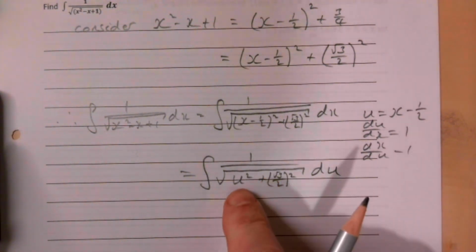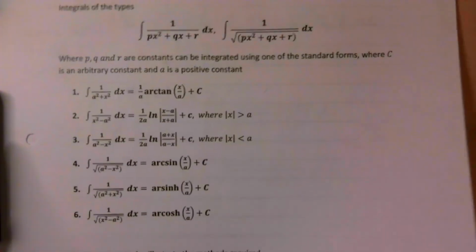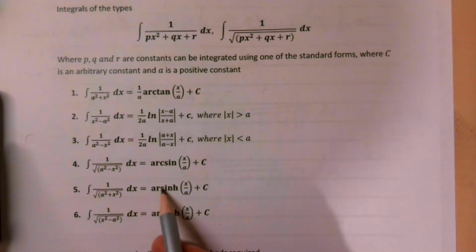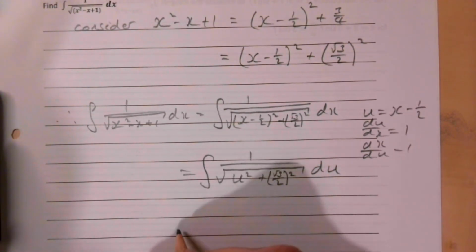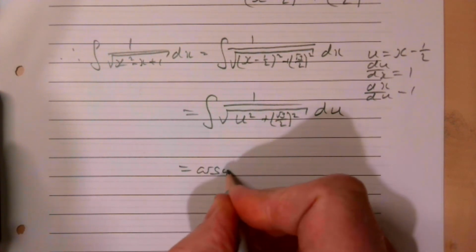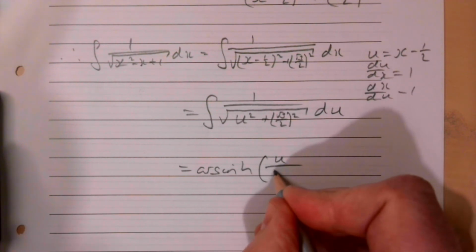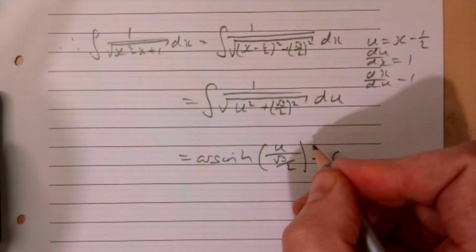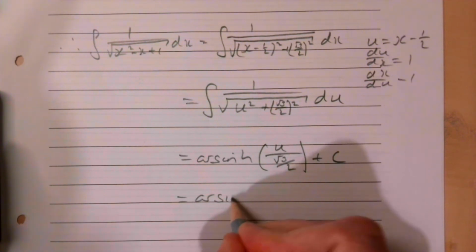Now what one does that look like? That's going to be an x squared plus something else squared. X squared plus an a squared, so I think that's where we're going to go with that. So it's going to be arsinh. So using that formula then, we're going to have arsinh u over root 3 over 2 plus c.